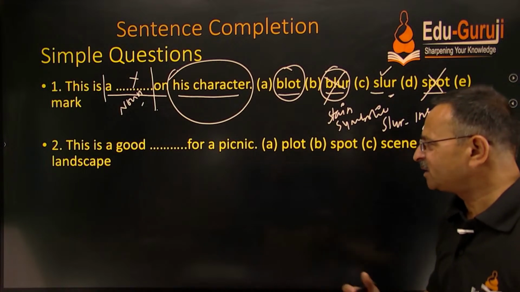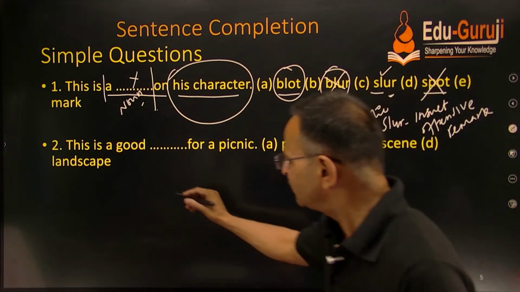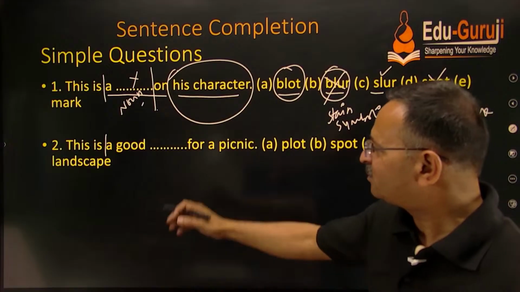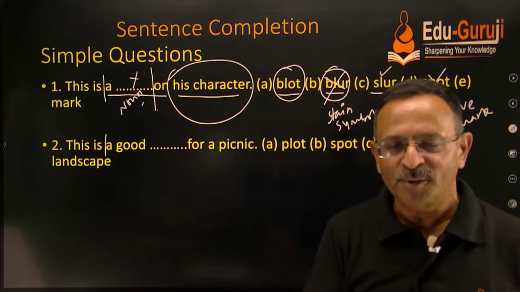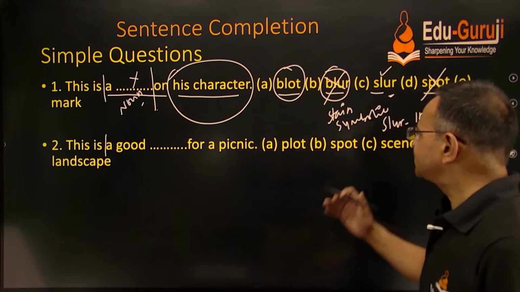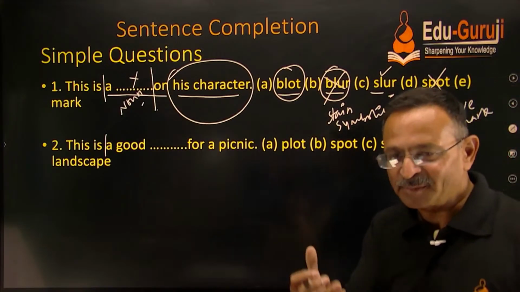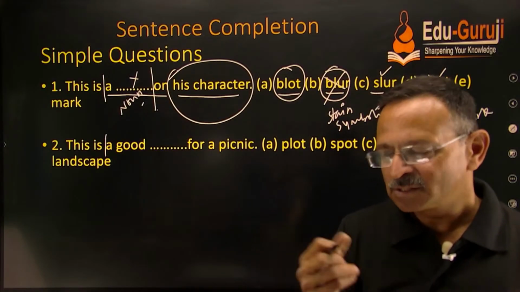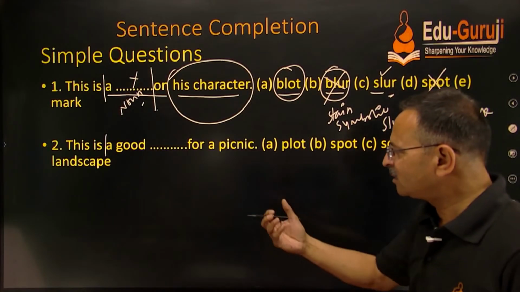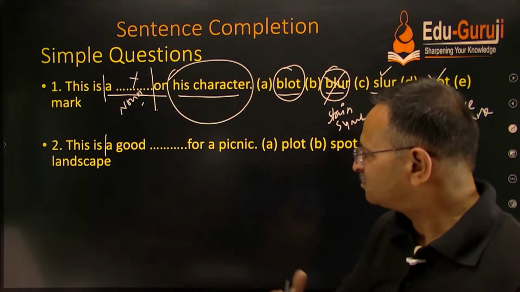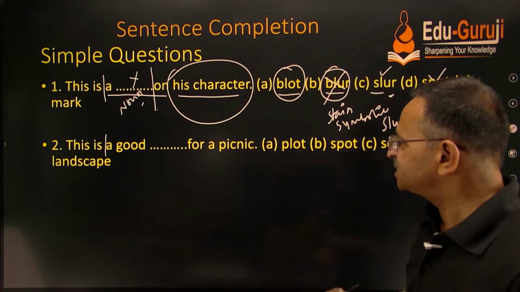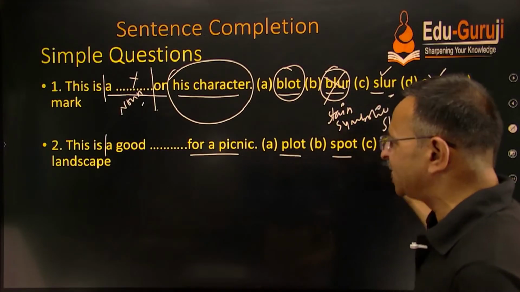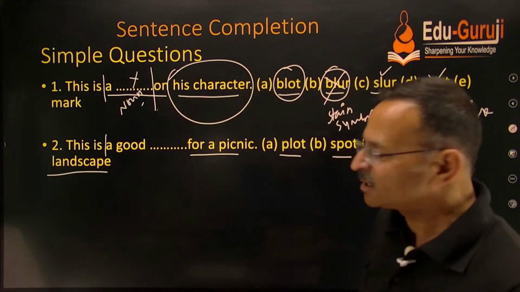Now again, let's see another example. This is a good for a picnic. Again, it is very important for us to identify the part of speech of the fill in the blank. If you know what part of speech is coming, then sometimes it's very easy for us to pick out one particular choice or option, and we can easily fill in the blank. So let's see, this is a good for a picnic. So we are talking about plot, spot, scene and landscape. So what should be the correct answer?